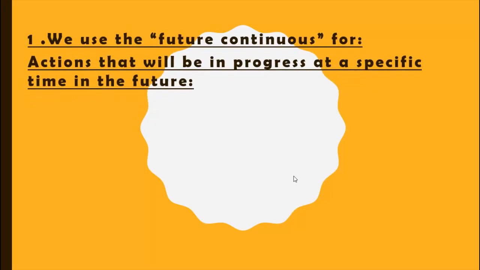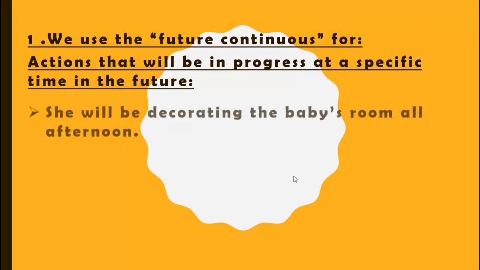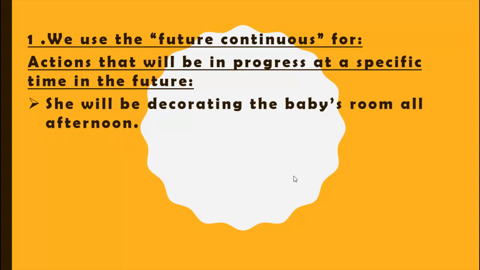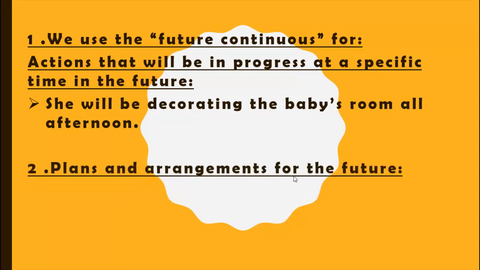We use the future continuous for actions that will be in progress at a specific time in the future. She will be decorating the baby's room all afternoon. Here in this verb, will be plus ing. This means I mention a certain or specific point of time, like all afternoon. Will be decorating.